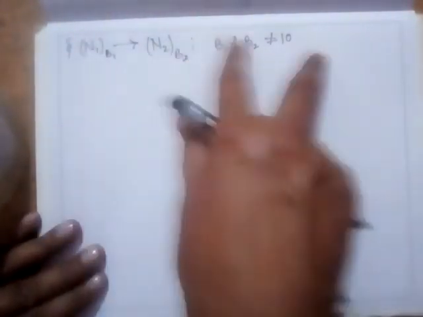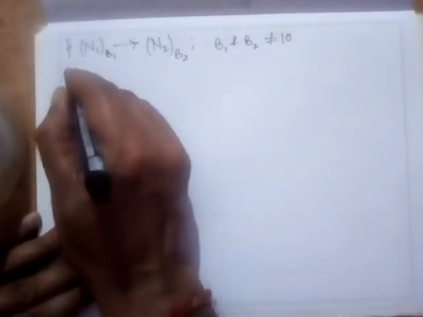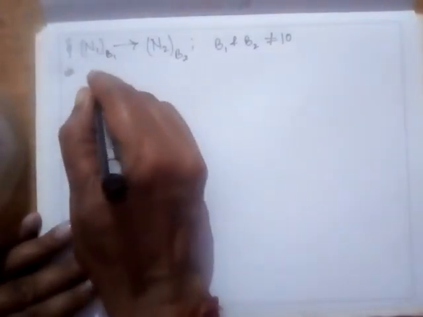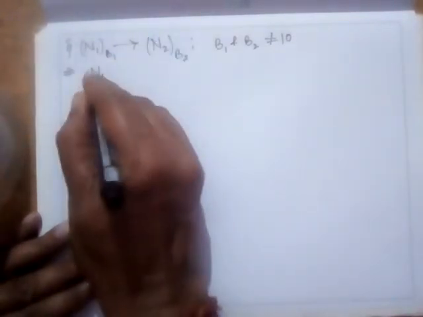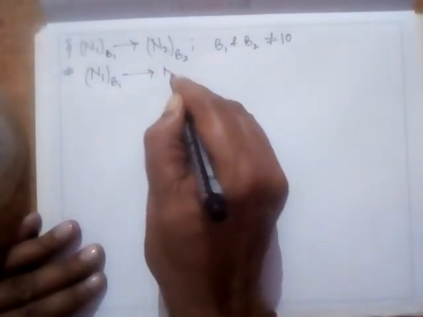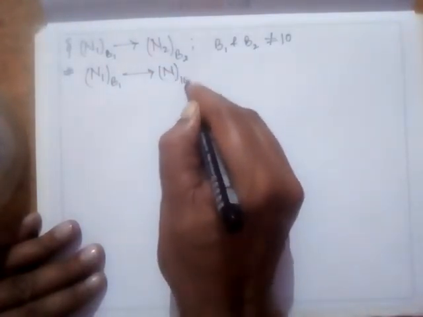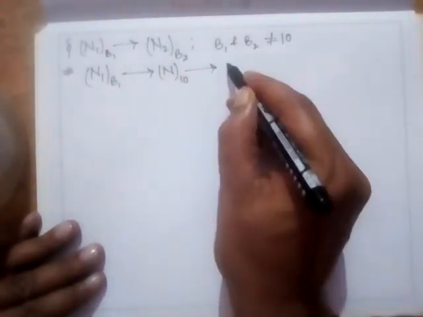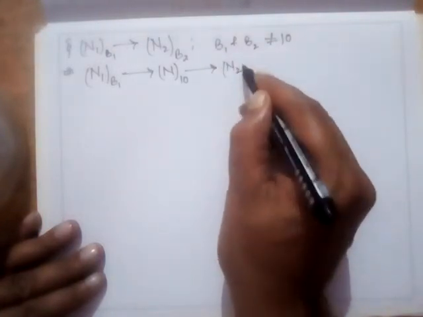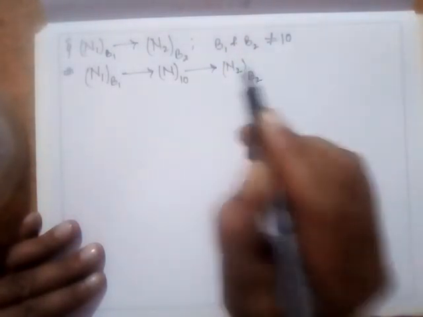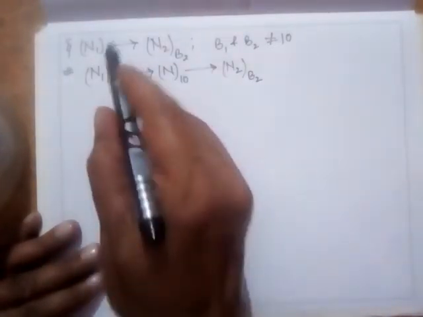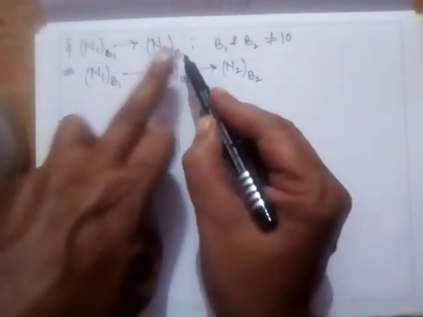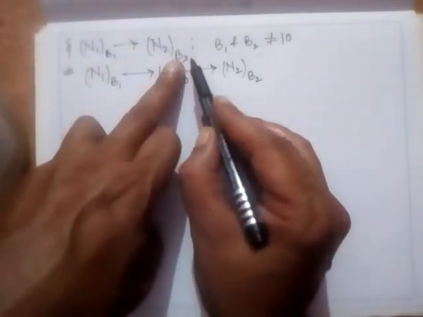Suppose I ask how to convert this number. What is the procedure? You convert this n1 of base b1 into a number n of base 10, and then the number which is converted to base 10, you convert to the number you are interested in, n2 with base b2. That is, if you have to convert a number with base b1 to b2 where neither b1 nor b2 is decimal, you go via base 10.